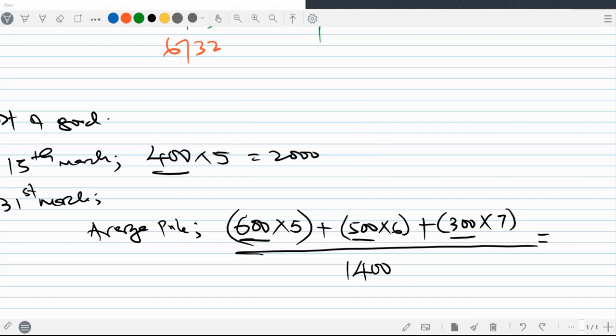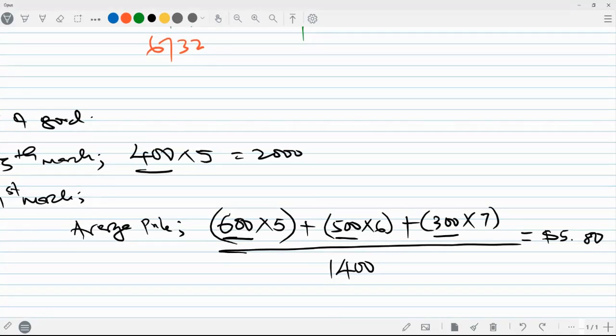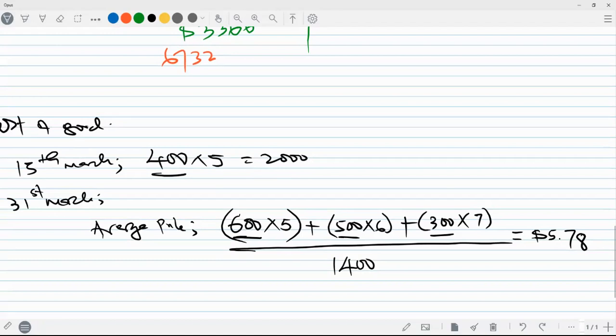Sir, 5.8. Exactly 5.8? Yeah. 5.80, okay. No, sir, it is actually 5.78. Okay, to 2 decimal places, 5.78 comes for the average price of the goods on that 1st of March.